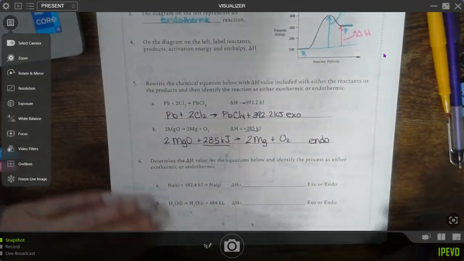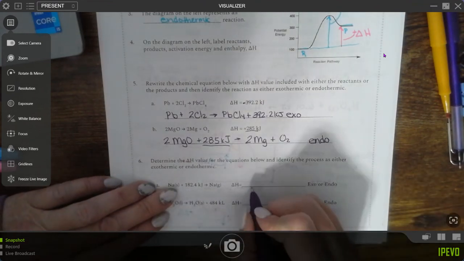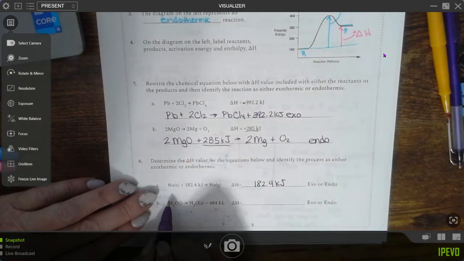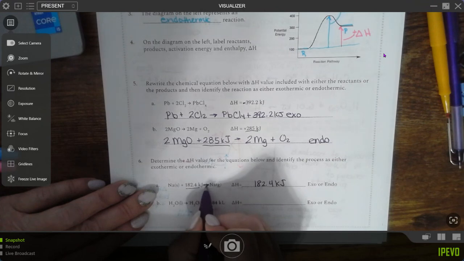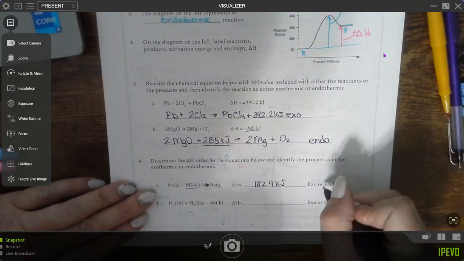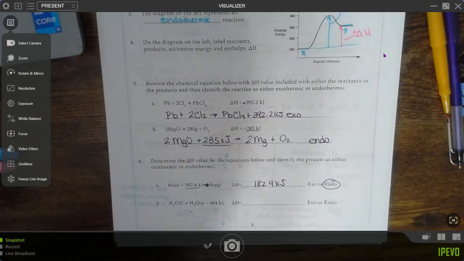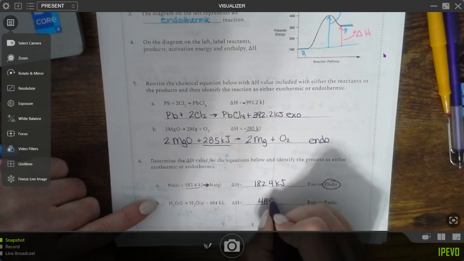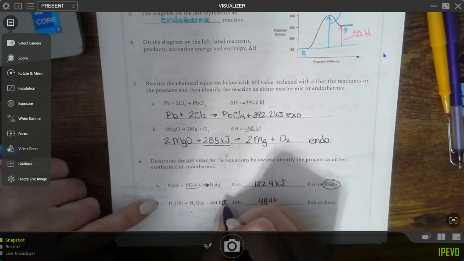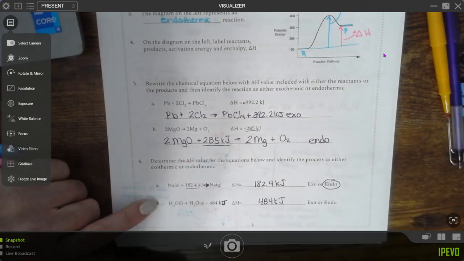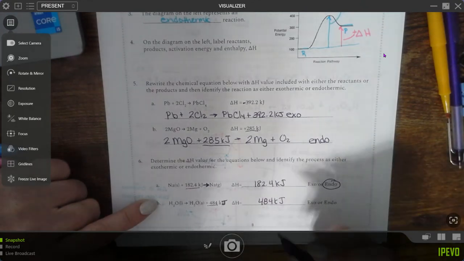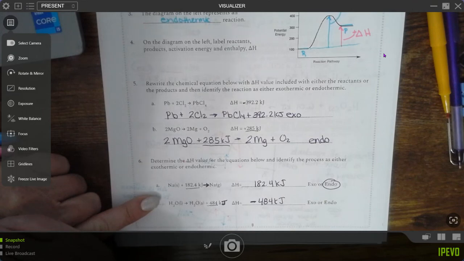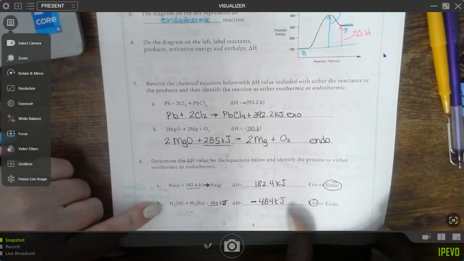Okay, let's see, determine the delta H. So in this case, delta H is going to be 182.4 kilojoules. Is that going to be positive or negative? It's on the left side of the arrow, so that makes this an endothermic process. And then part B, delta H is 484 kilojoules. And since it's on the product side, that's going to be minus 484 kilojoules. So that is going to be an exothermic process.